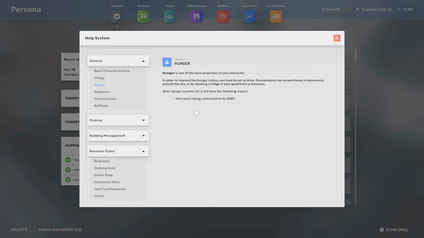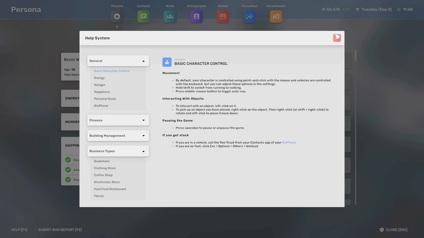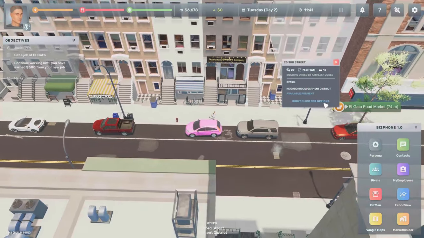So if your hunger is at zero, you will be consuming your energy by 200%, so twice as fast. And if your energy is zero, you will be walking slower, you will be at risk of passing out from exhaustion, and you're faster to decrease the hunger status. You can sleep on the following: standard bed, king size bed, city benches, vehicles, and boats. So there's always a way to maintain it.